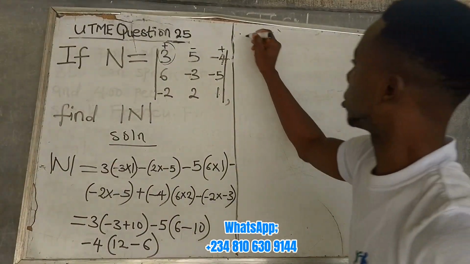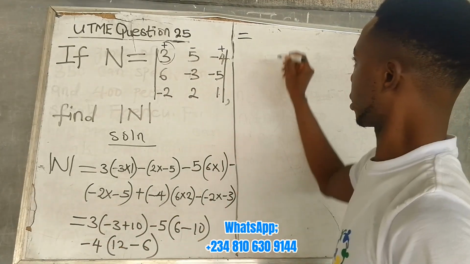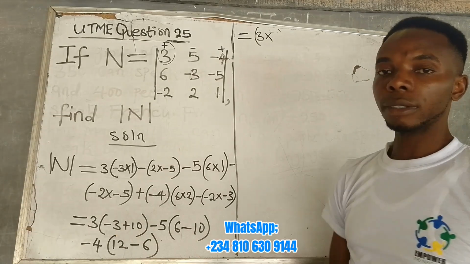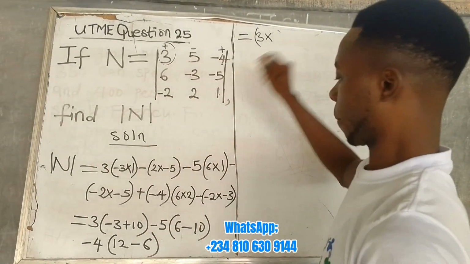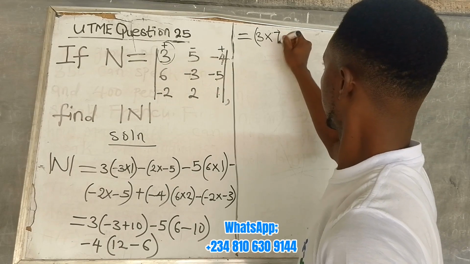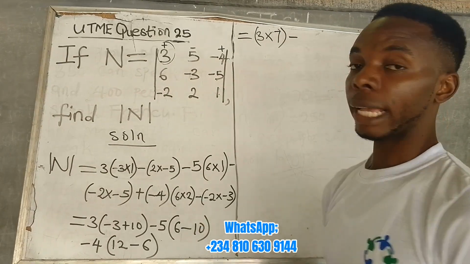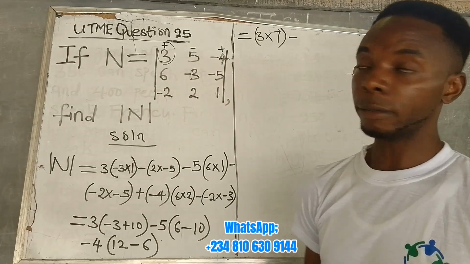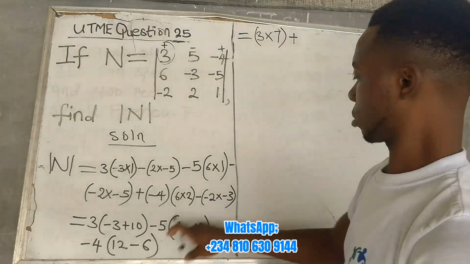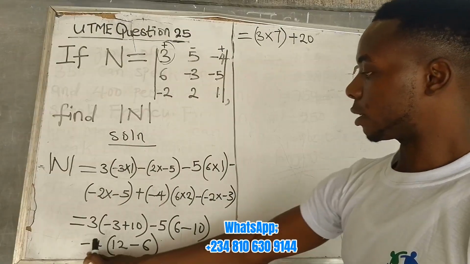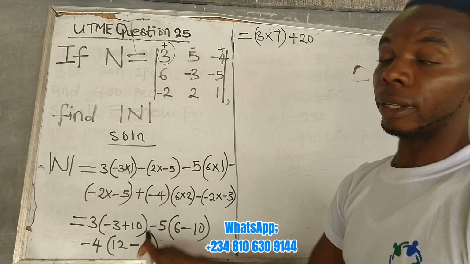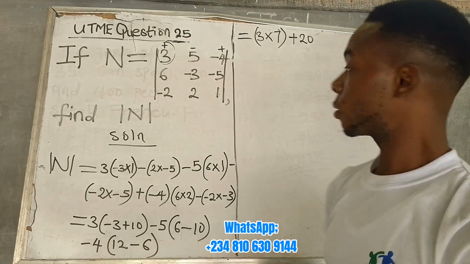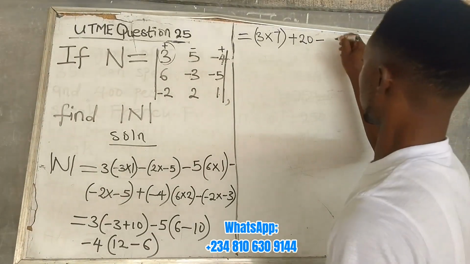And the next step will be equal to, this is 3. Bring it out here. Times, let's still put it in a bracket. Minus 3 plus 10 is plus 7. So it will be this 3 times that 7. 6 minus 10 is minus 4, right? So minus 4 times minus 5 gives us plus 20. And this is minus 4, right? 12 minus 6 is 6. Then 6 times minus 4 will give us minus 24.